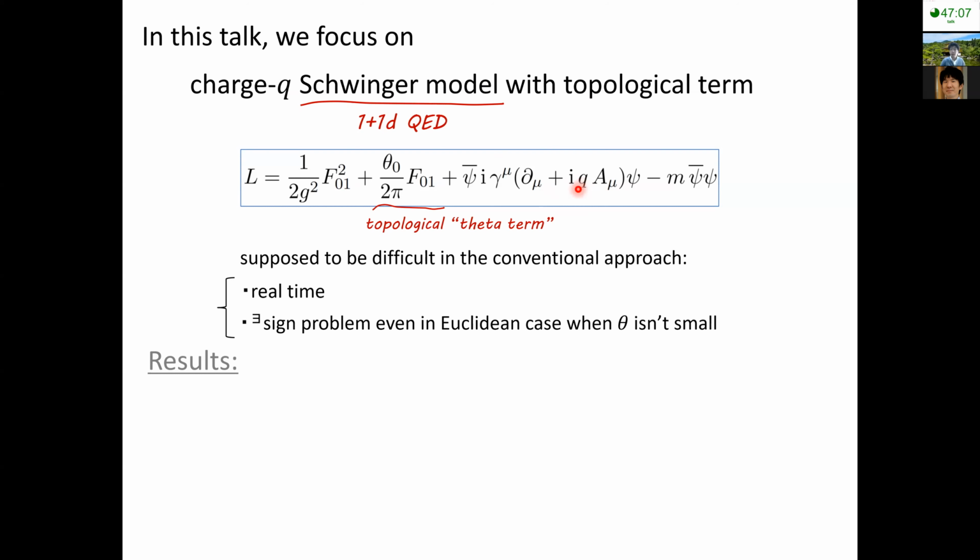physically. And this model is supposed to be difficult in the conventional approach of Monte Carlo simulation because we have a real time. And also, even if we consider imaginary time, we have a sign problem when theta is not small, because this will give a complex action in the Euclidean case.